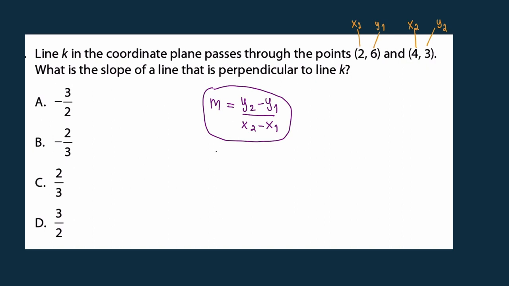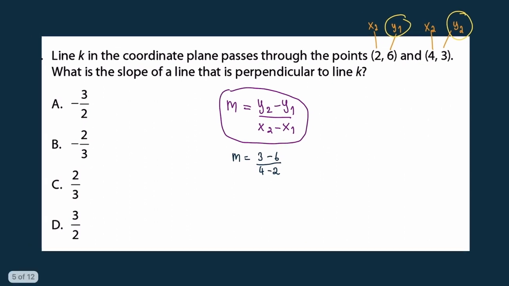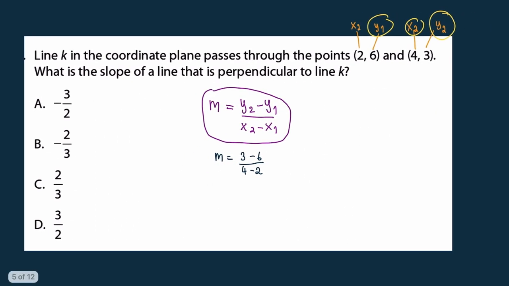So next, m equals 3 minus 6 over 4 minus 2, because it is y2 minus y1 over x2 minus x1. 3 minus 6 is minus 3, and 4 minus 2 is 2. So now you know this is m_K, the gradient or slope of line K, but it's not the answer yet.